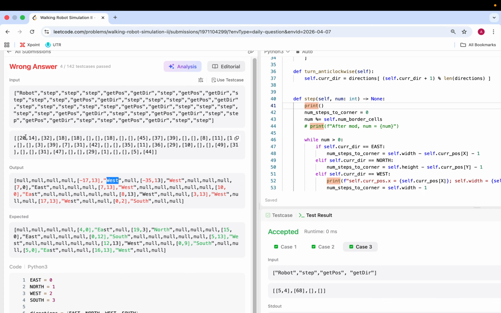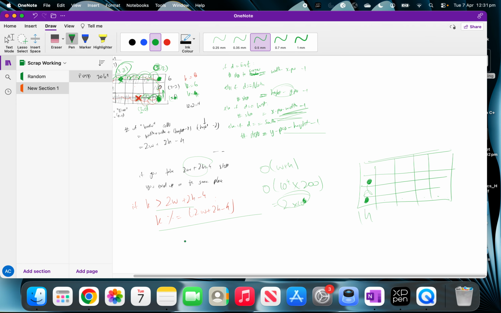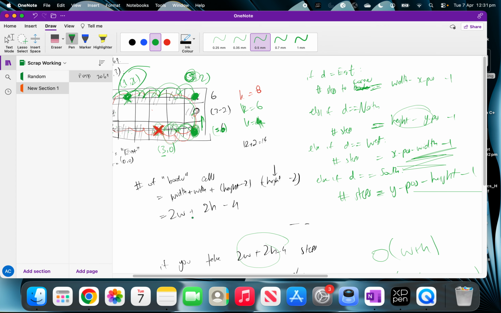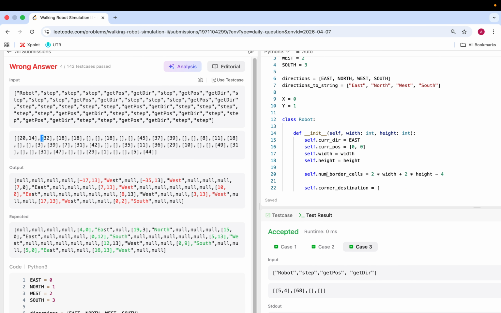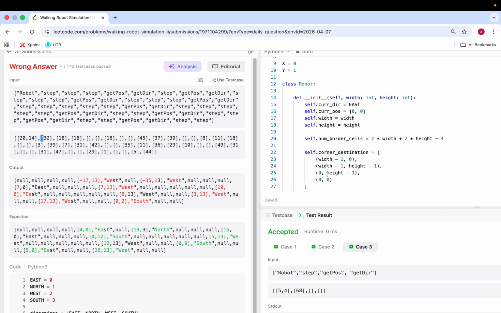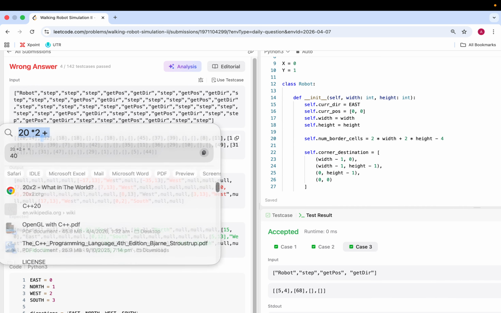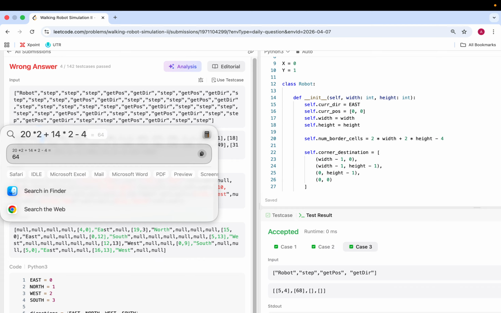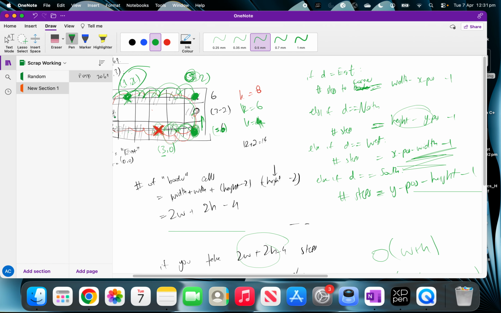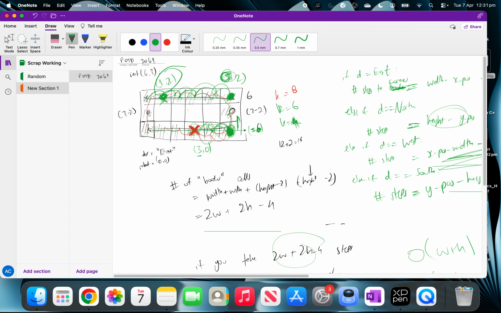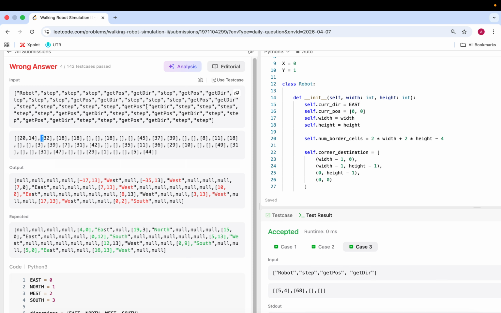What is it? 20 by 14. That's pretty large, but I can do some of the calculations. Maybe I was cocky about 2W2H minus 4, right? So 20 times 2 plus 14 times 2 minus 4. I think I backed that formula. You get the 2 rows, which is 2 lots of width, and then you have these 2 columns, but you have to get rid of 2 on each column because you already counted the corners.